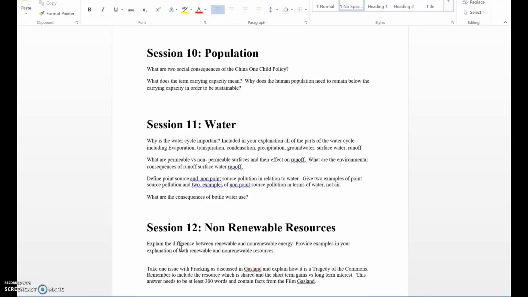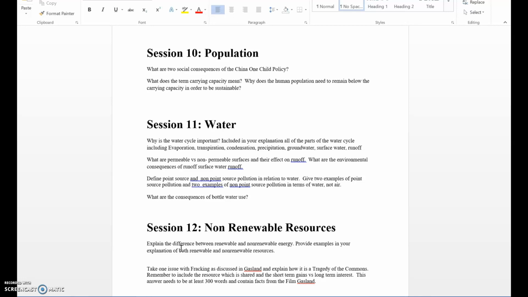What does the term carrying capacity mean? That can be found in the text in the chapter related to population. Why does the human population need to remain below the carrying capacity in order to be sustainable? This was also a question that was given in the discussion post this week. So you want to go back and, of course, you can look at some of your classmates, but some of them may not have answered the question the way I was looking for. But you can also find this answer in the textbook.